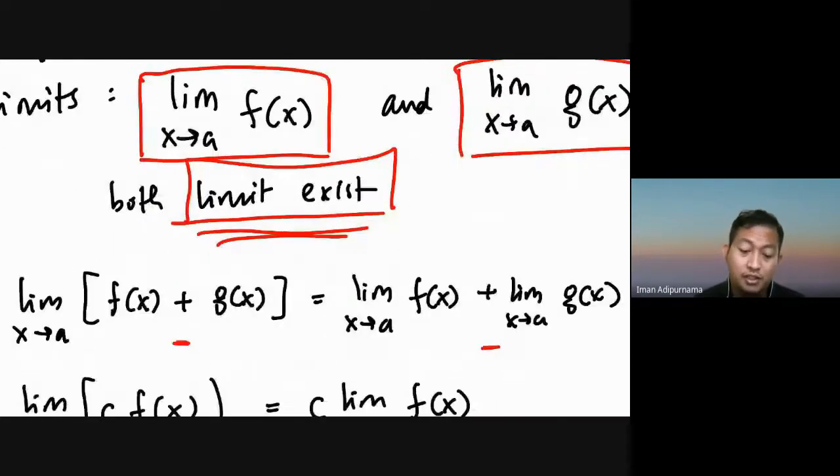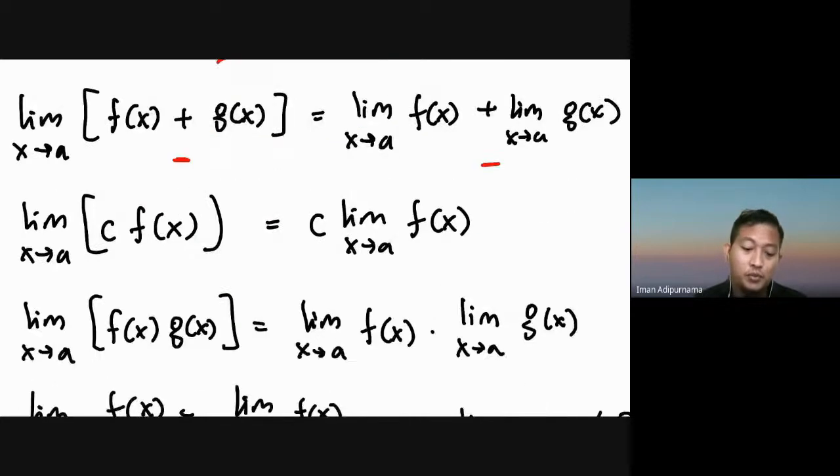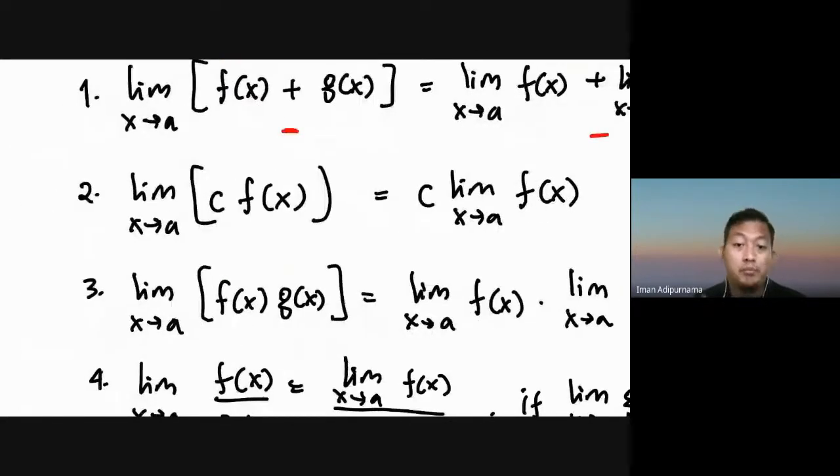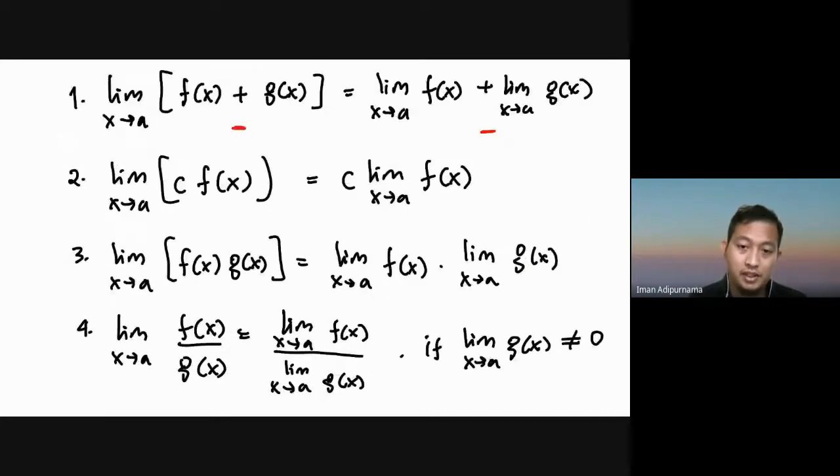Because both limits exist, it means they have the exact number, right? They have the exact number. So that's why you can plus, you can minus, you can multiply, you can divide, as long as the g is not 0. So this is basically true when the limit of f and the limit of g both exist. Okay, that's the first thing.